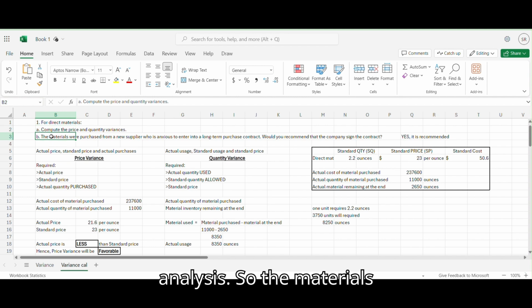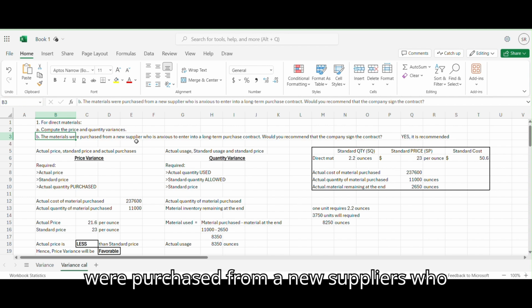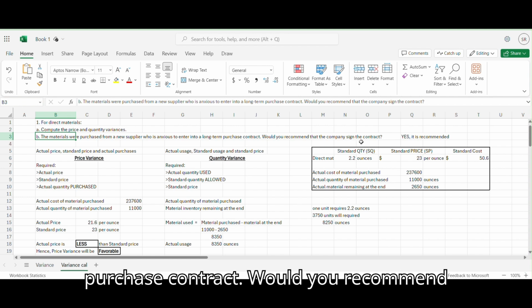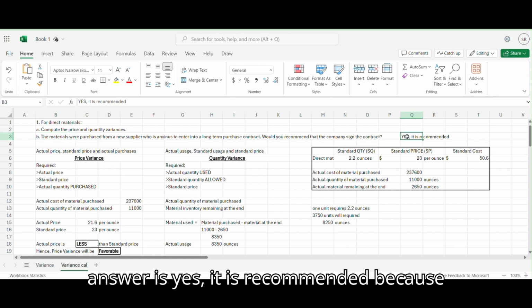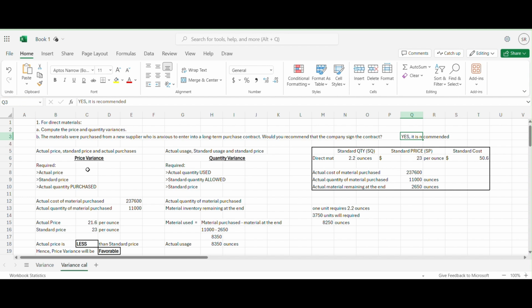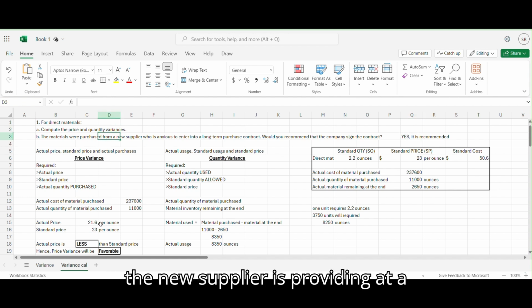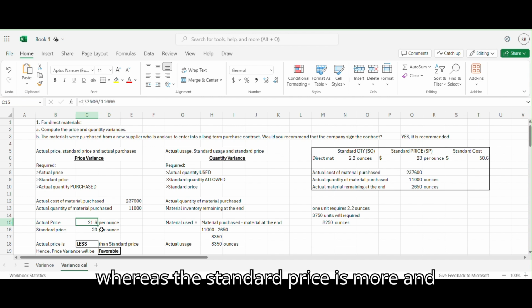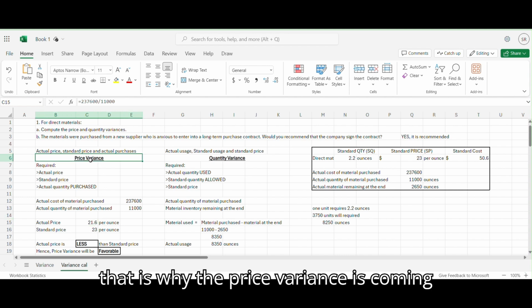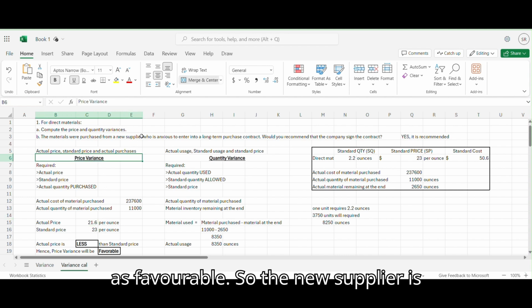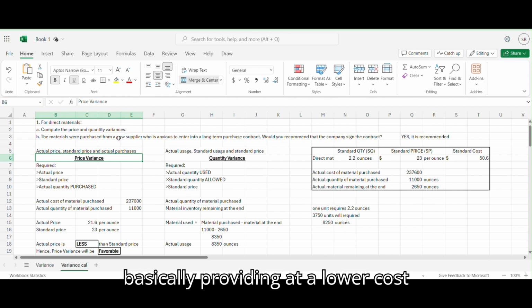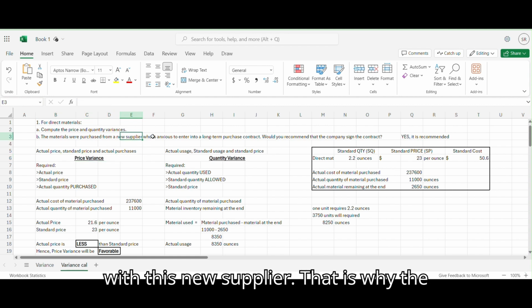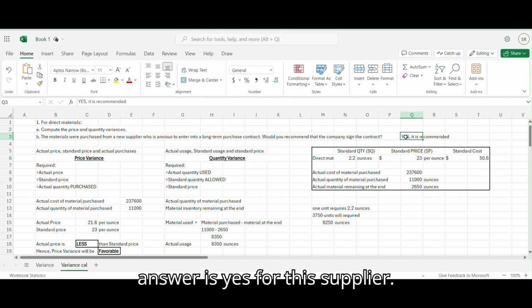1B is analysis. The materials were purchased from a new supplier who is anxious to enter into a long-term purchase contract. Would you recommend that the company sign the contract? So the answer is yes, it is recommended, because the new supplier is providing at an actual price of $21.6 per ounce, whereas the standard price is more, and that is why the price variance is coming as favorable. The new supplier is basically providing at a lower cost, and hence it is recommended to go ahead with this new supplier. That is why the answer is yes for this subpart.